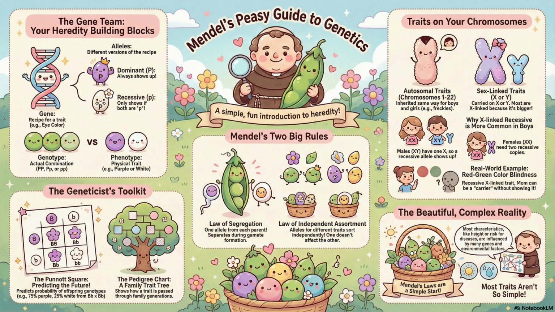Okay, so let's move from the theory to prediction. If you want to figure out what traits might show up in the next generation, you need two really practical tools, the Punnett square and the pedigree. The Punnett square is our forward-looking tool. It's just a simple chart that helps us visualize every possible combination of alleles from the parents.